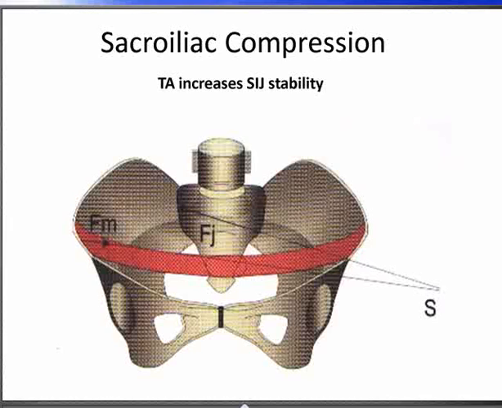When we look at the sacroiliac joint, the transversus abdominis muscle actually helps to improve the stability of the SI joint, and it does this through compression. So because of its attachment into the pelvic girdle, contraction of the transversus acts like this girdle that essentially compresses the whole pelvis, and it can improve the compression component of the SI joint and therefore improve stability.